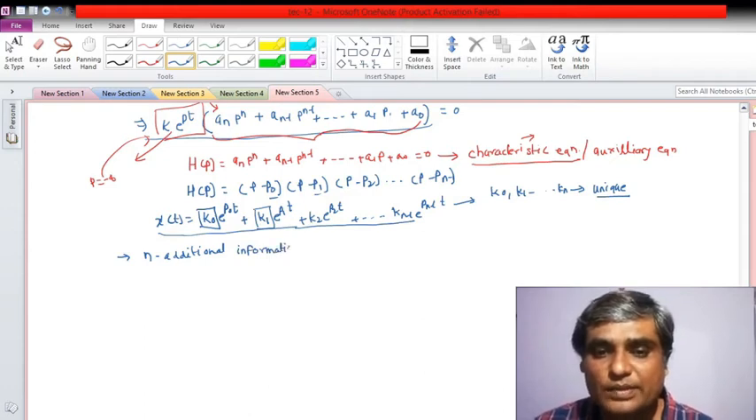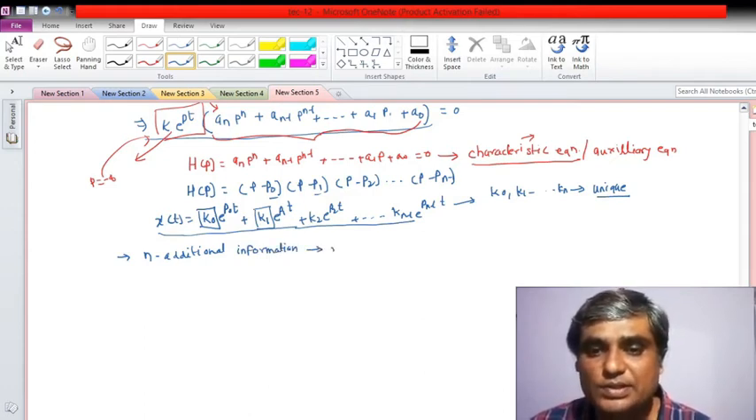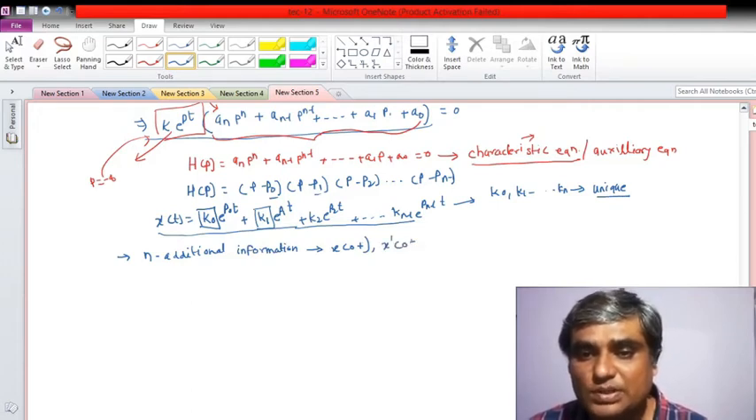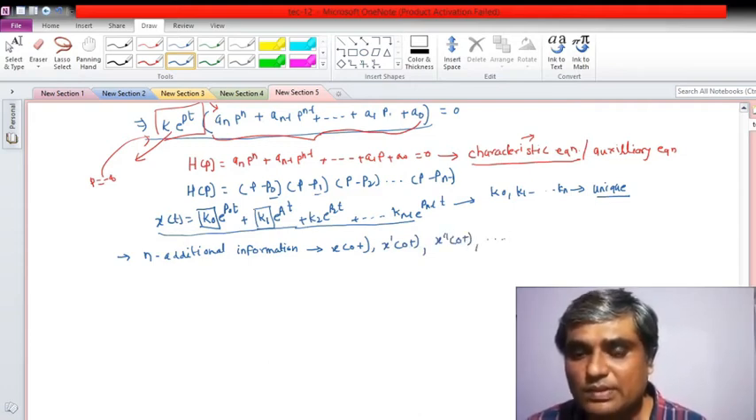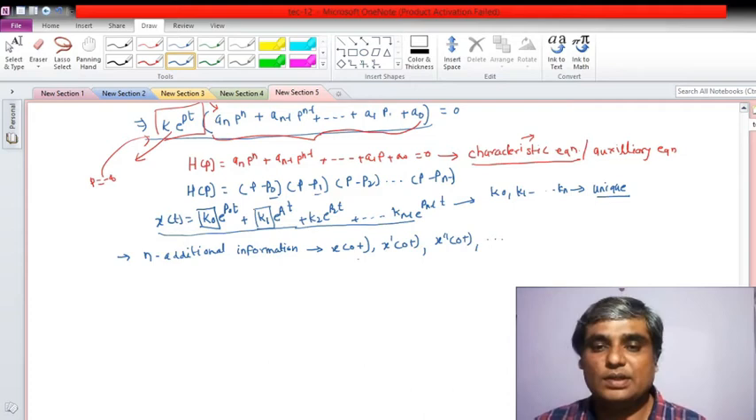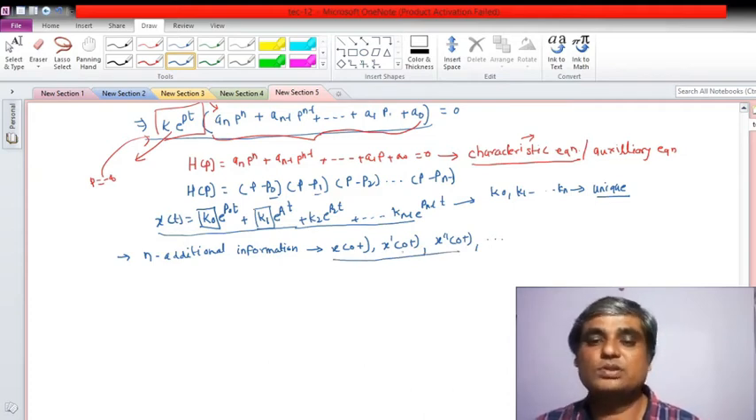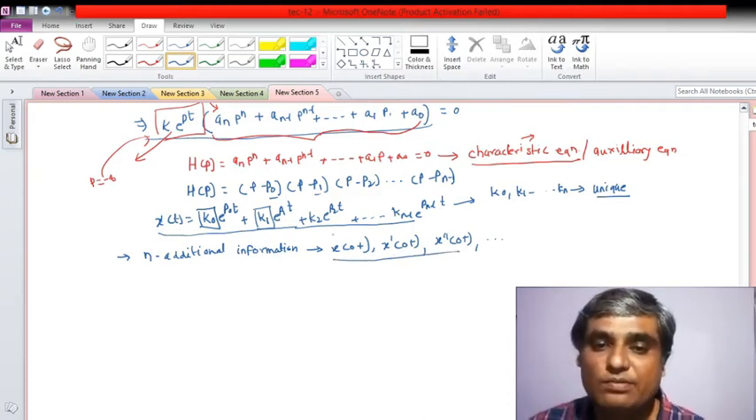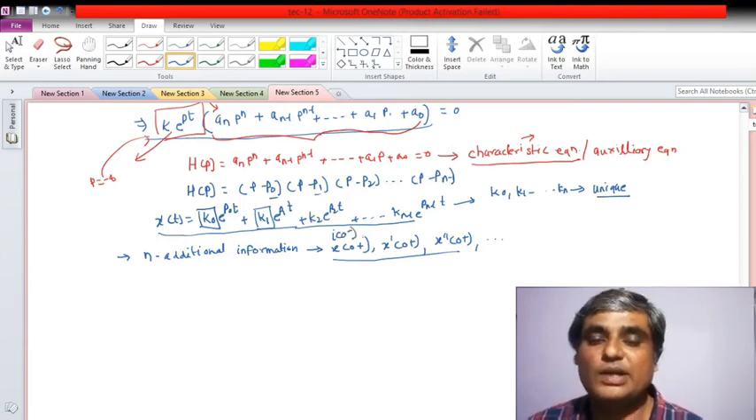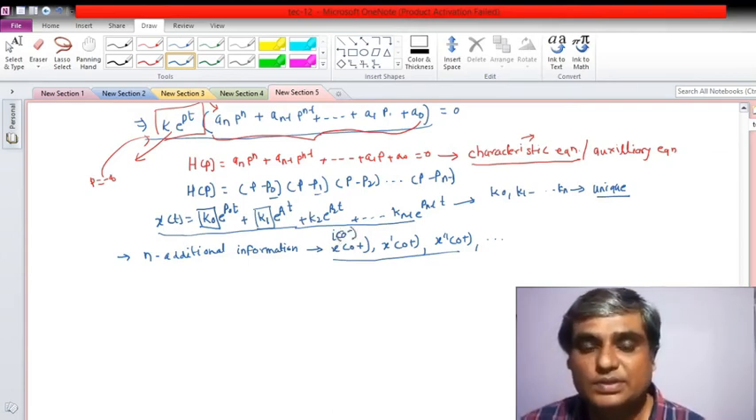It will be your initial conditions, that is x of 0, x dash of 0, that is the first derivative of x evaluated at 0, then the second derivative, third derivative, like this. And let us come again to circuit solution. In circuit solution, the initial condition will be in terms of i of 0 minus or v of 0 minus. Okay, fine. So that is the reason.